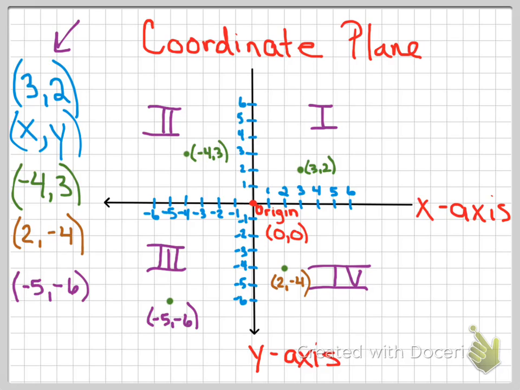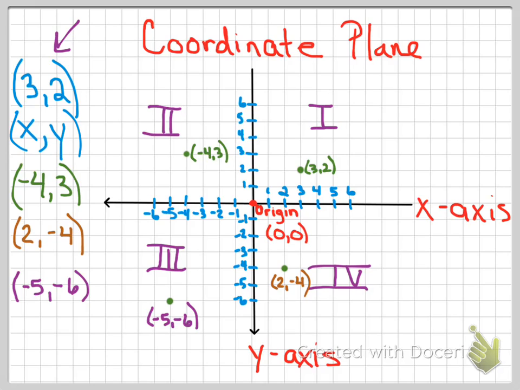Now I need to describe the location. So 3, 2 is in what quadrant? 1. -4, 3 is in what quadrant? 2. -5, -6 is in 3. And 2, -4 is in 4, quadrant 4. All right, and that's how I would describe the location.